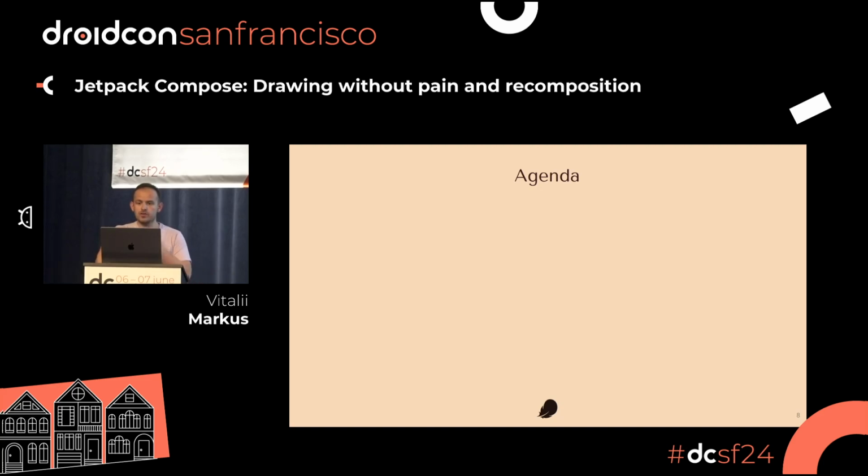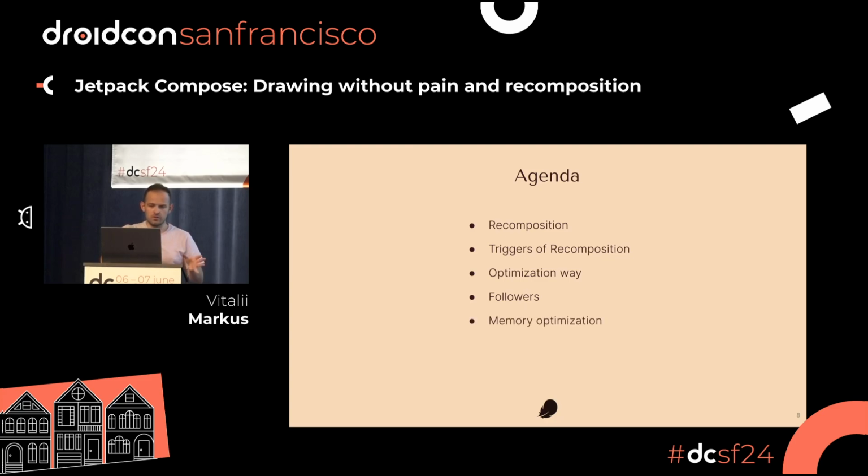And today we are going to discuss recomposition very briefly, triggers of recomposition, how to optimize it, how different clients follow the same approach. Also, I'll touch on memory optimization a bit. And we'll likely have a conclusion at the end.